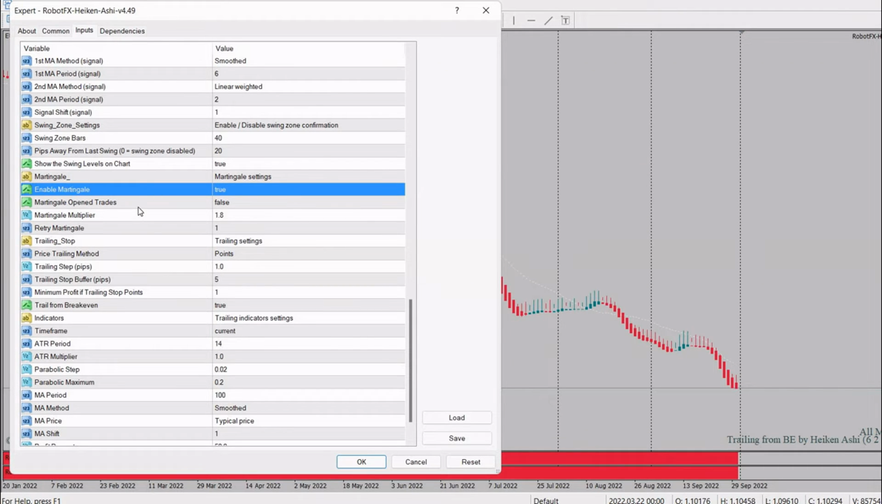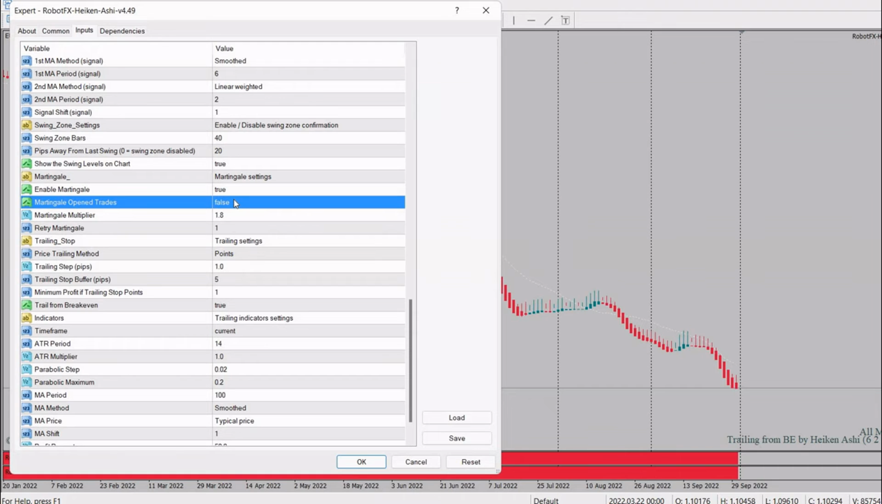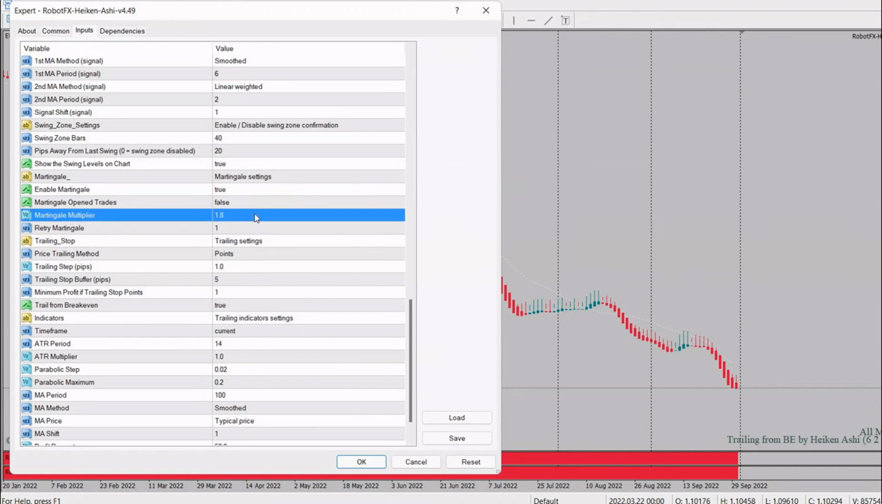Enable martingale to true, martingale open trades to false, and then just enter a martingale multiplier, which is the multiplier you want to increase the lot size with. So if the previous lot size was, let's say, 0.1, and you set the martingale multiplier to 2, the next open trade will be 0.1 multiplied by 2, which is 0.2. And this is what the multiplier does.